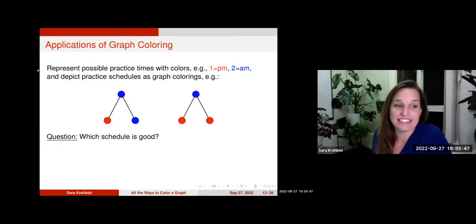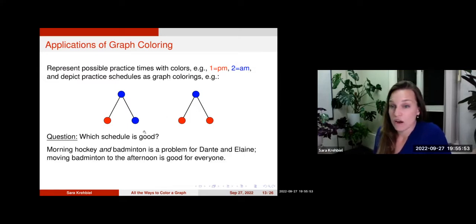The second one is the good schedule, yes. So the second one is the good schedule because if I think about what's wrong with the first schedule, I have hockey and badminton are both being scheduled for the morning, but Dante and Elaine were both on the badminton team. You don't need to remember their names. You just need to see that there's an edge here saying that there's somebody in common. So if instead we take badminton and we move it into the afternoon, then that's going to be good for everyone.